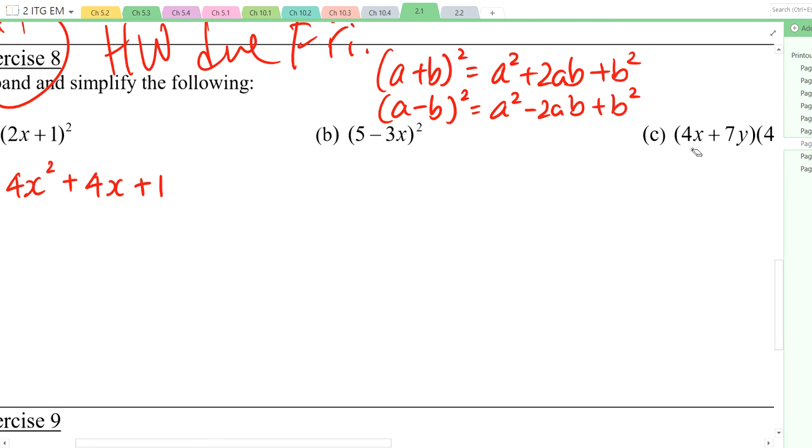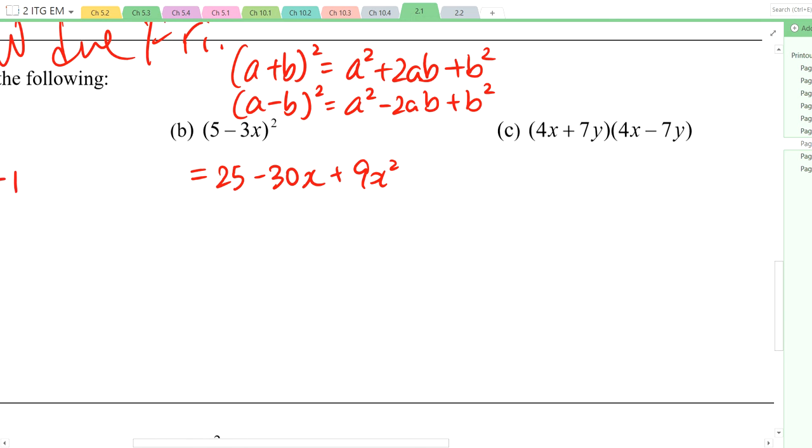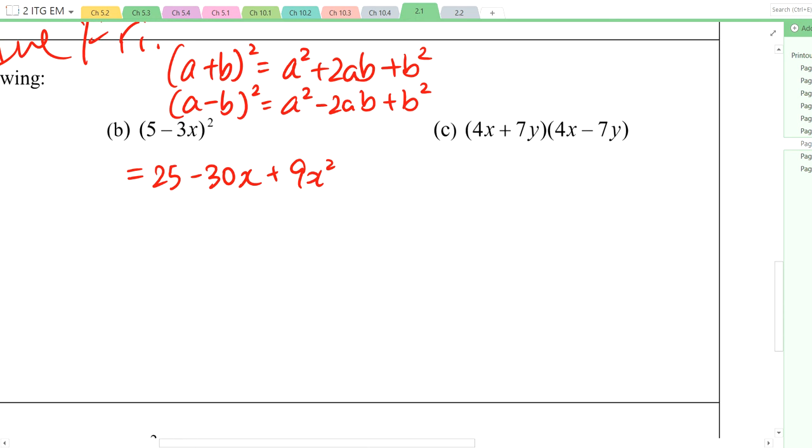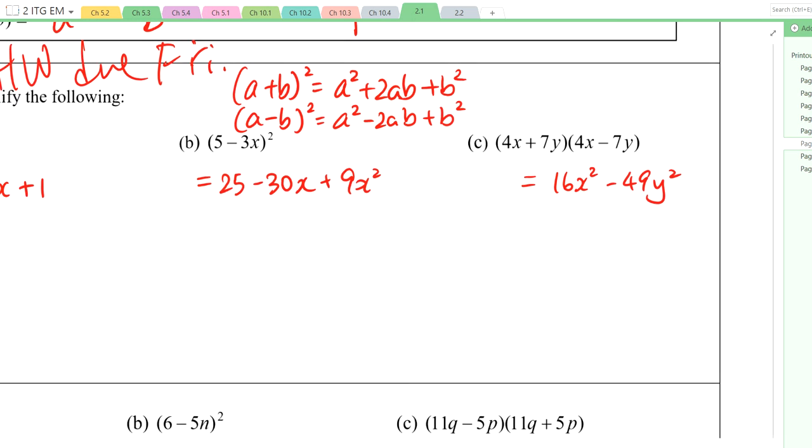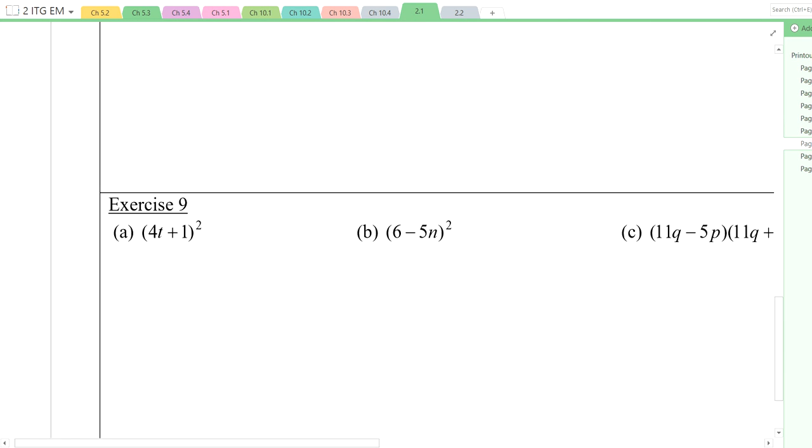Now for the second one, we've got 25 minus 30x plus 9x squared. Very fast? Is it fast? Yeah, you can do it too. But don't make mistakes. And the last one, no need to expand. We will have 16x squared minus 49y squared. No working required. This is it. Do you want to be able to do this? Yes, you should want to do this. Then we've got more examples at the bottom.